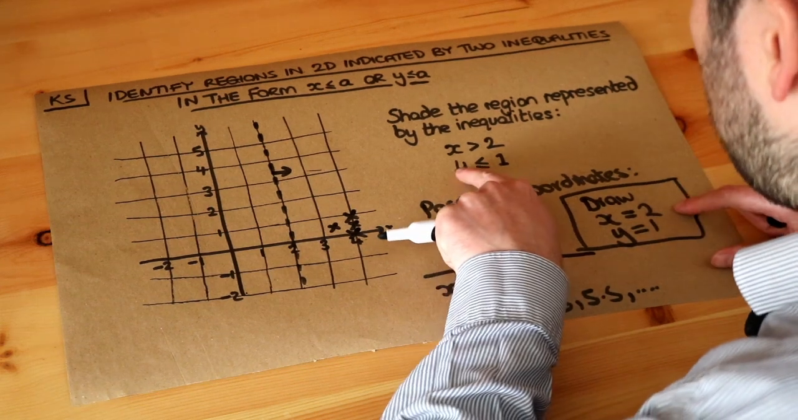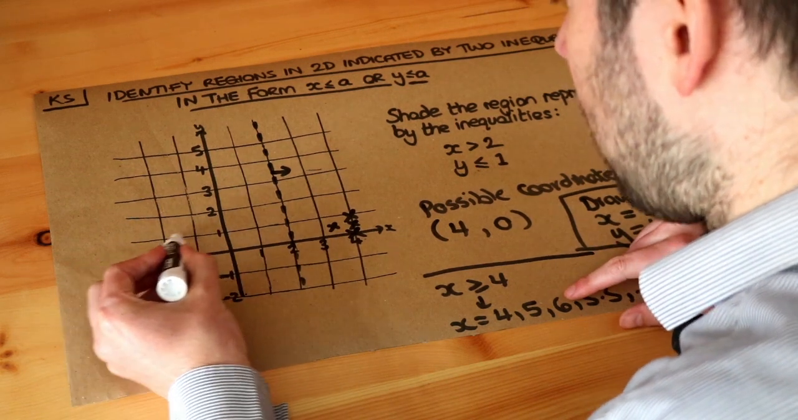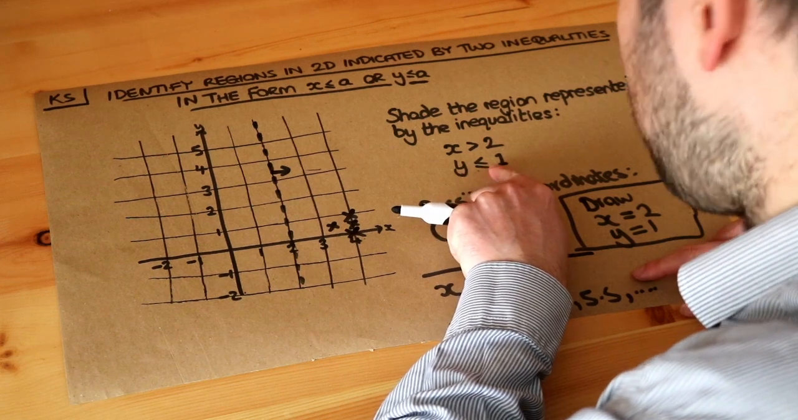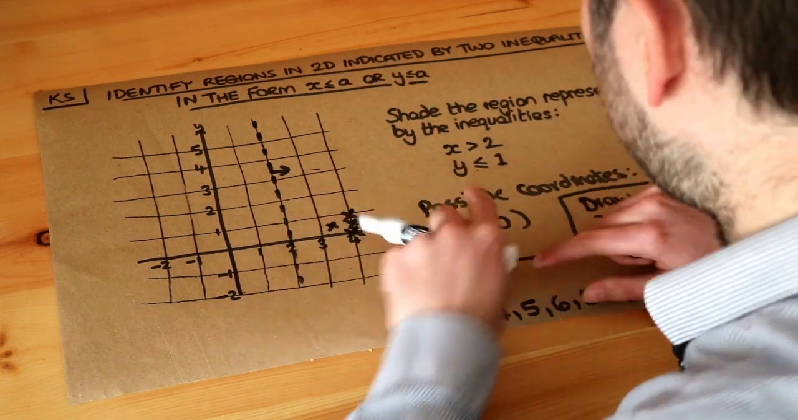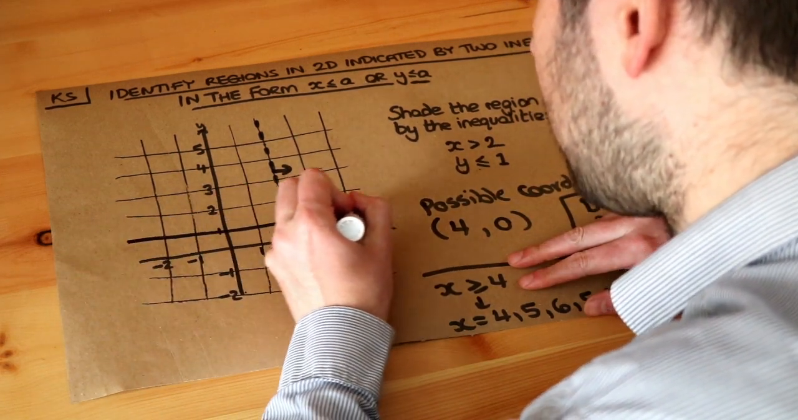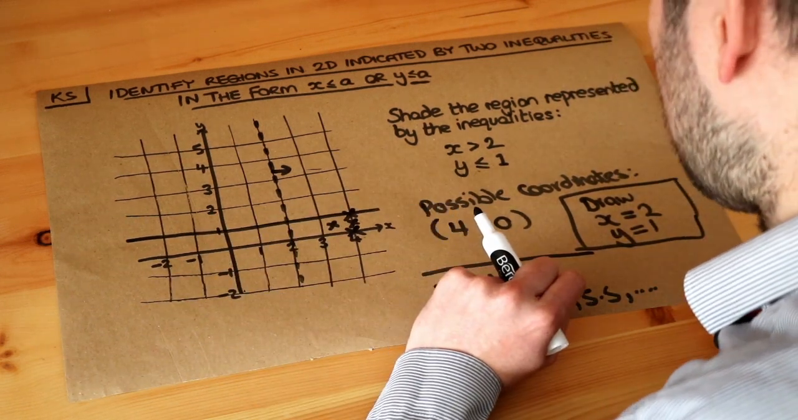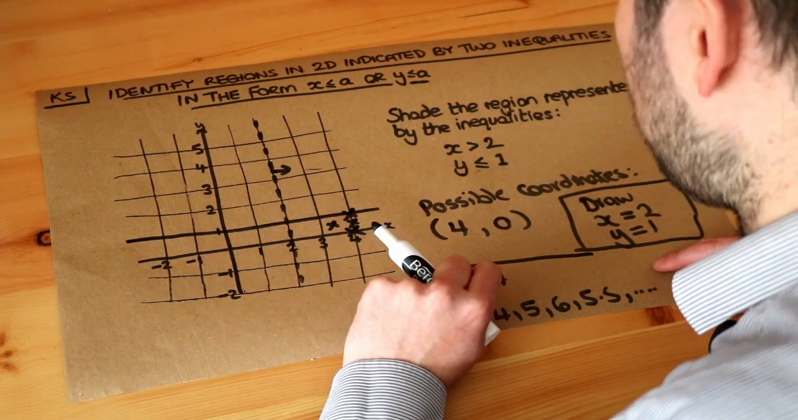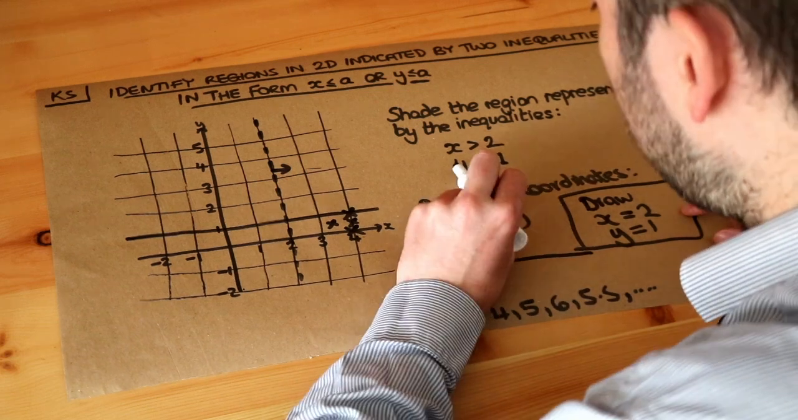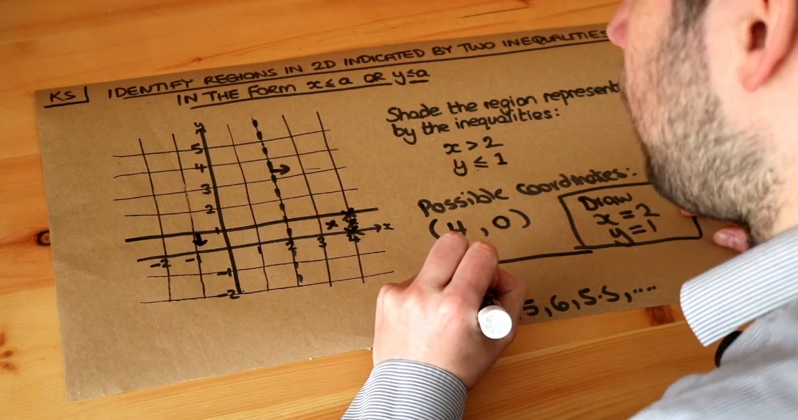Now we've got to do the same for y. We're going to draw y equals 1. That is a horizontal line that cuts the y-axis at 1. Now this time y is less or equal to 1, so it can include 1, and if it's less or equal to, you do a solid line. So I'm going to have a solid line going through the y value of 1 on the y-axis. And let's think, what side of this line are we? Well, y can be any value less than or equal to 1. So y, for example, could be 0, it could be minus 1. So you can see we're going to be below the line.